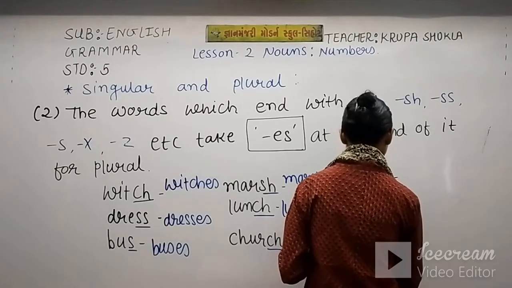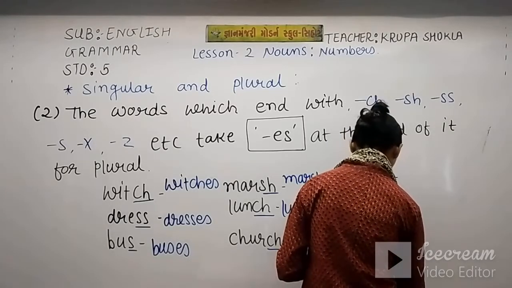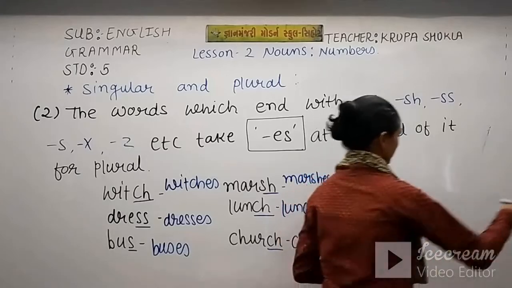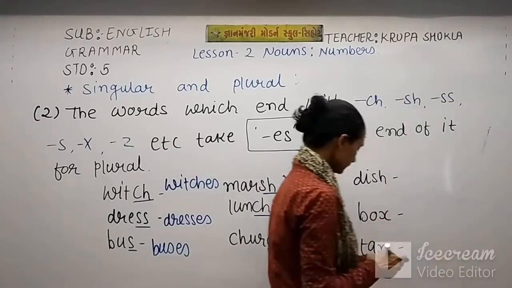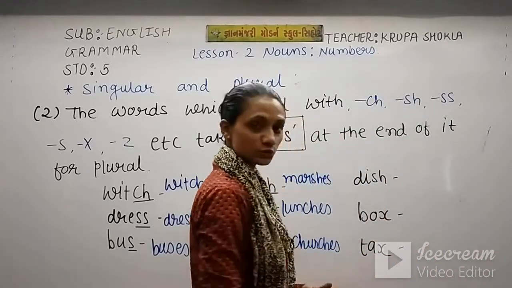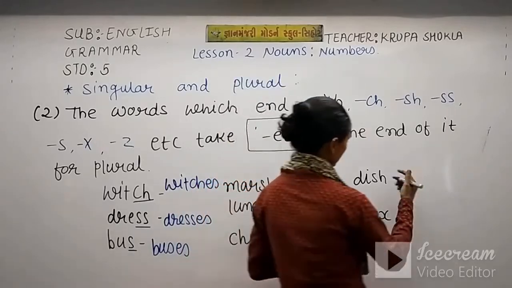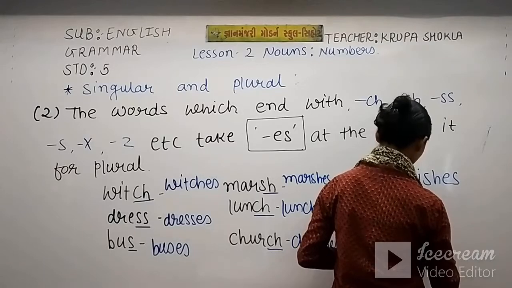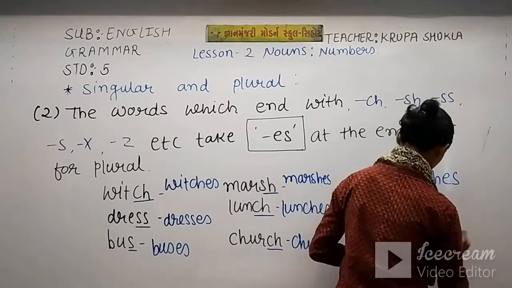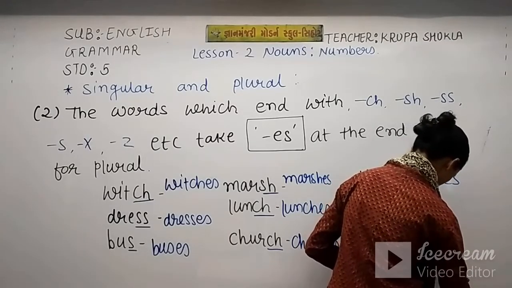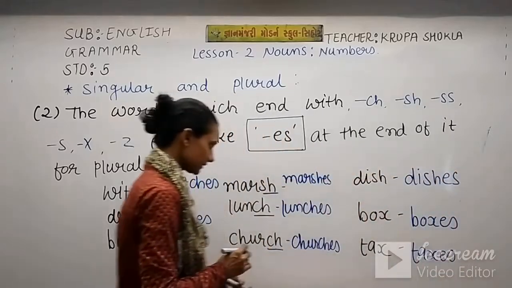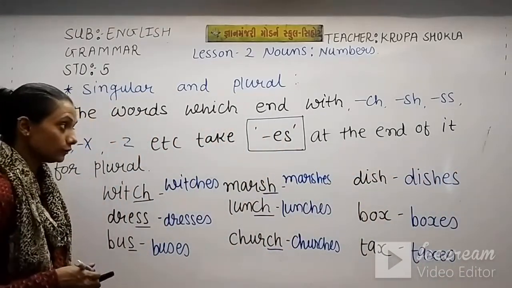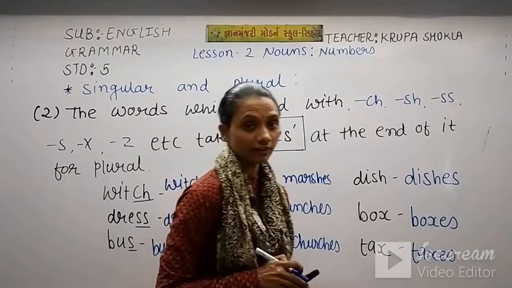Dish, box and tax. So how to make it plural? We have sh, x and tax. So the plural form is dishes, boxes, taxes. See, you have to note down this thing in your fair book.